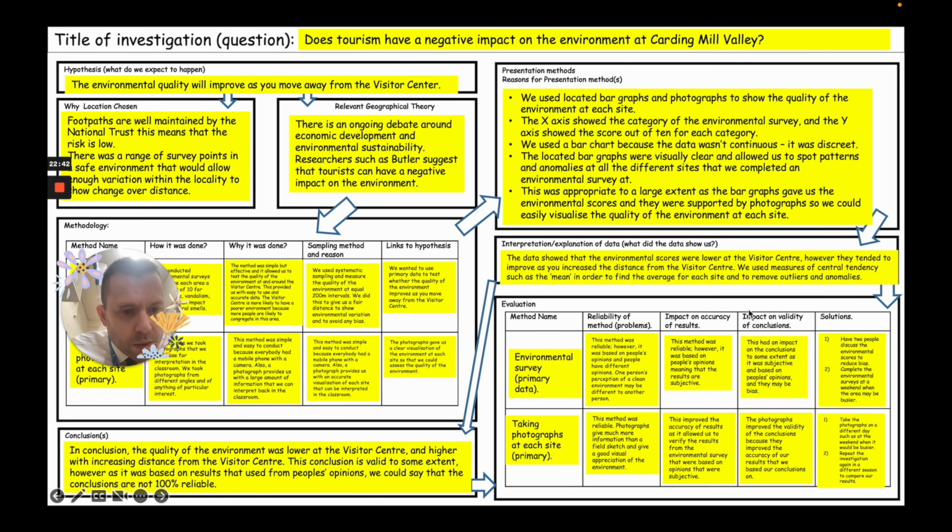If we did want to improve further, we could take photographs on a different day, such as the weekend when it might be busier. Or you could take them at different times of the day. We did it in the afternoon. Could you take it in the morning? Or we could repeat the investigation again in a different season to compare our results. So we went in the summer. Would the results be different in the winter or the autumn? Okay? So these are the things we could do to improve our results.